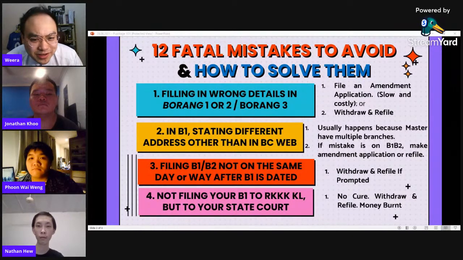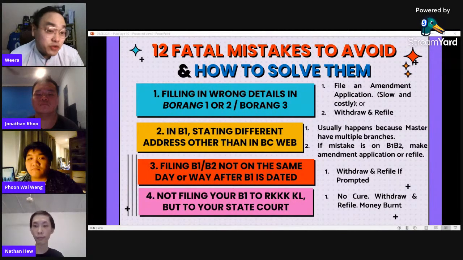Okay, why do you have to file an amendment application and not just simply refile them again? It's just the process. It's just how the Rules of Court 2012 work. Okay, and the other alternative is either you withdraw and refile.